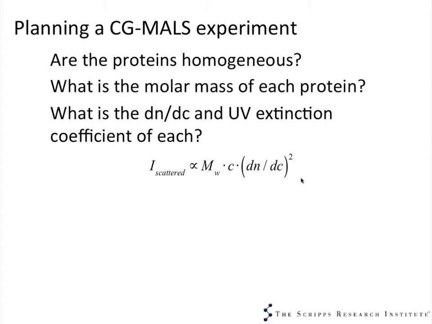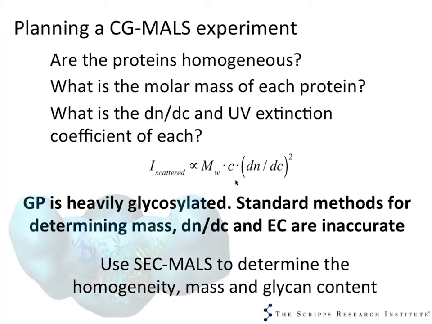And thirdly, because of the relationship Dan spoke about earlier, where the intensity of the light scattered is related to the mass of the thing that's scattering the light multiplied by its concentration and refractive index, we need to accurately measure the concentration of the component scattering the light. And to do this, we need to know the true dn/dc and the extinction coefficient of the GP. Now, as I mentioned, GP is heavily glycosylated, and so the standard methods one might use for determining mass or the dn/dc and the extinction coefficient aren't accurate.